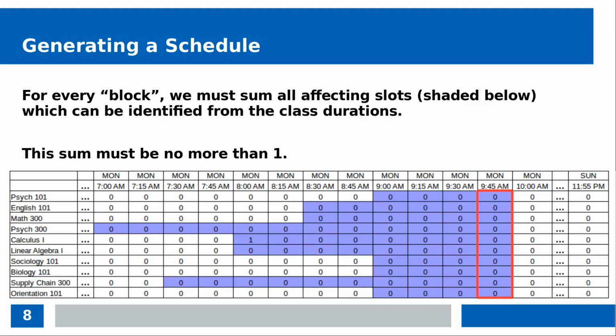We can also fix blocks to 0 that are outside the operating day. So for instance, 7 a.m. is outside our operating window, and so is midnight. So we just fix those to 0. And any affecting slots that go outside the scheduling window will be fixed to 0 as well. So there are a lot of clever tricks we can use to reduce our search space and only look at so many variables being 1 or 0.